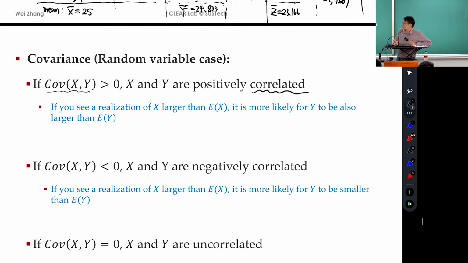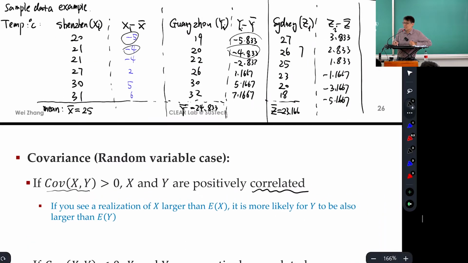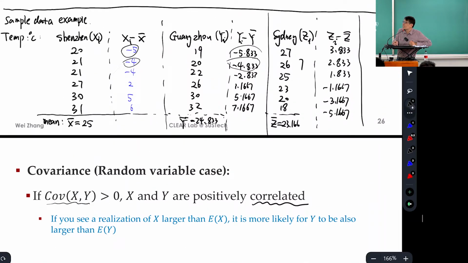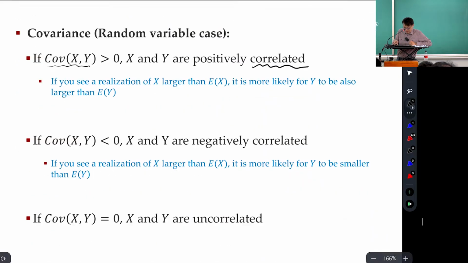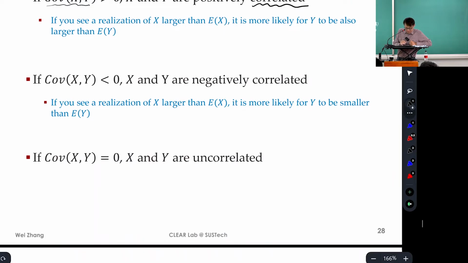Any questions? The numbers are wrong? The numbers may be wrong, but I think those columns are correct, okay? If it's 0, then x and y are uncorrelated.